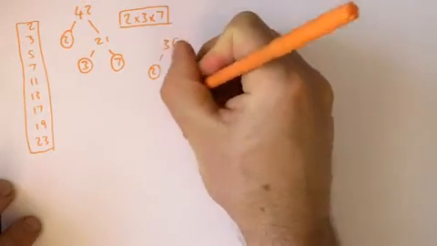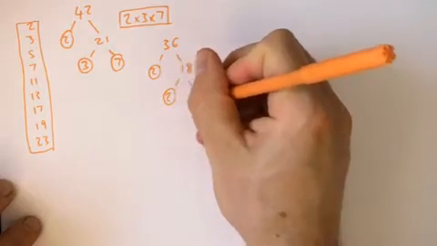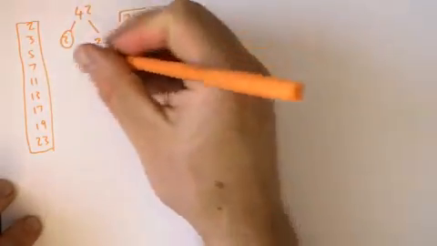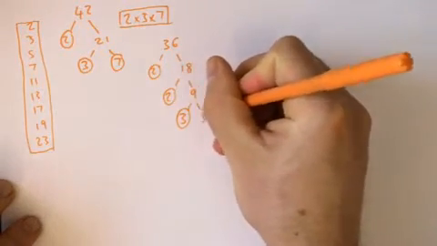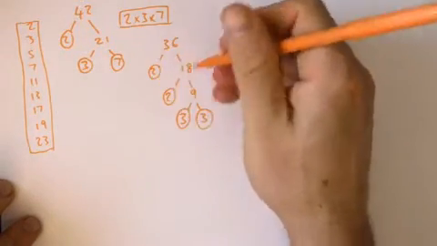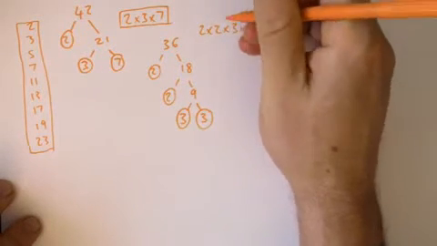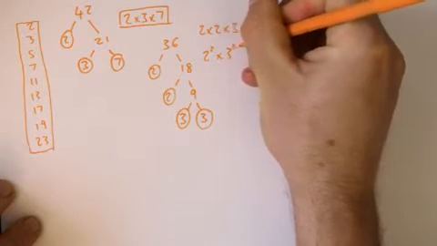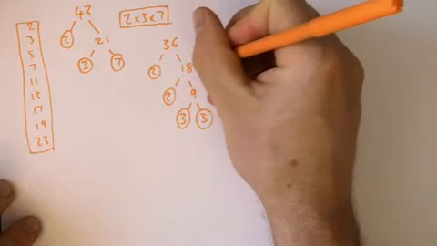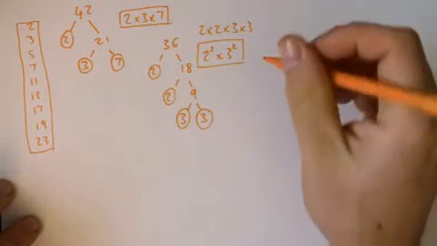18 can be divided by 2, which gives me 9. 9 is still not a prime number, so I need to divide that. I can't divide it by 2, so I divide it by 3. 3 is prime, and that leaves me with 3. This can now be written as 2 times 2 times 3 times 3, or 2 squared multiplied by 3 squared. So 2 to the power of 2 multiplied by 3 to the power of 2. So this is all you're doing. You're basically working them out from here.